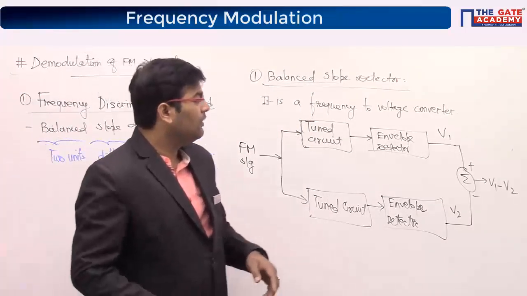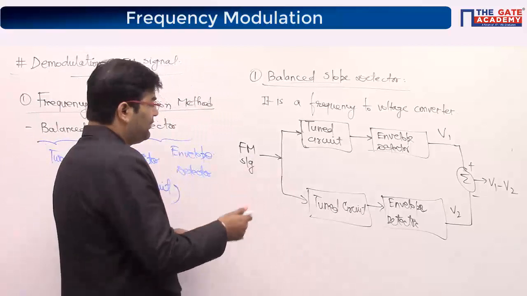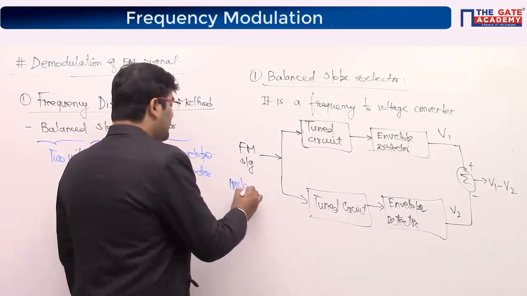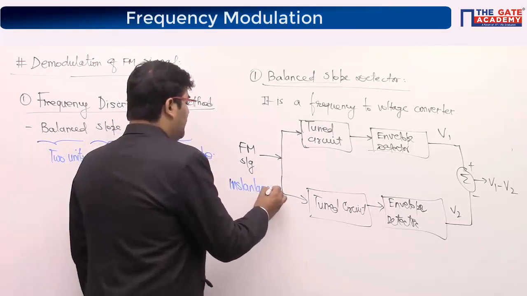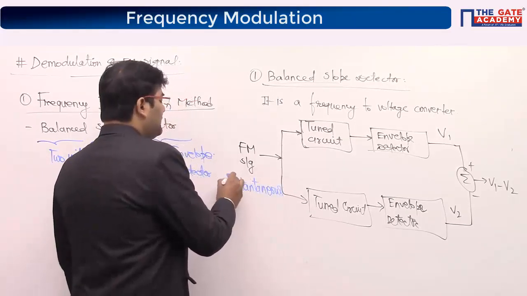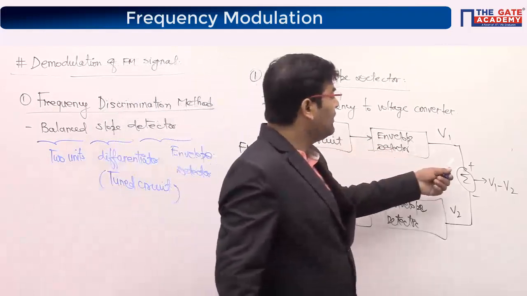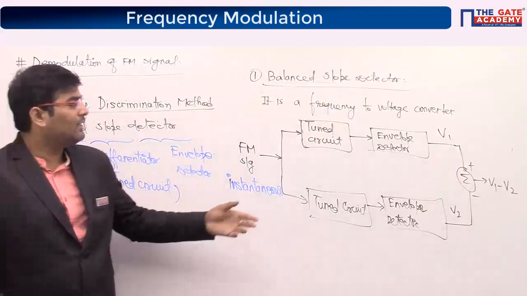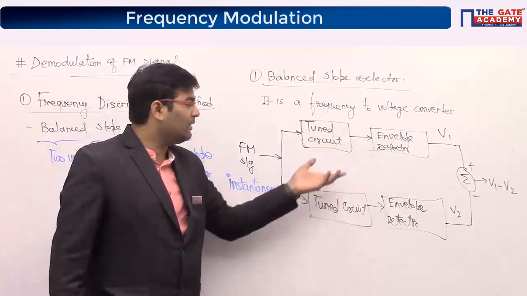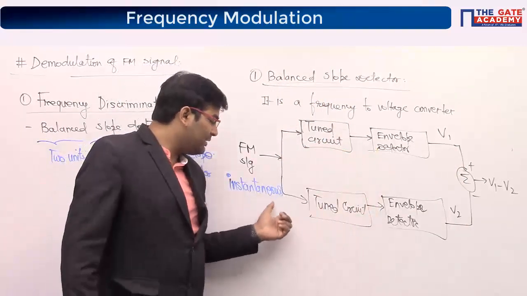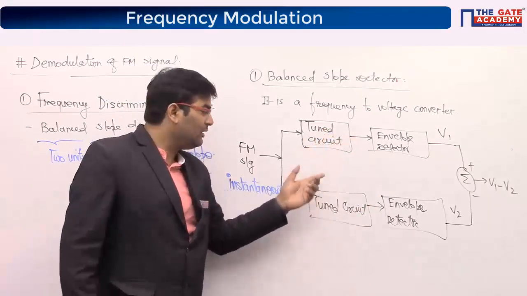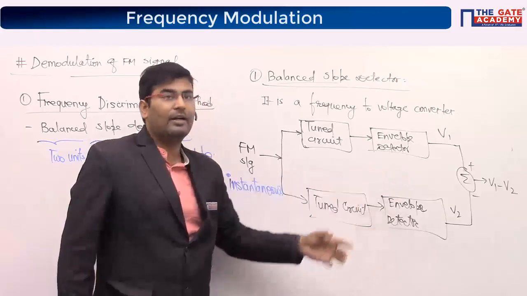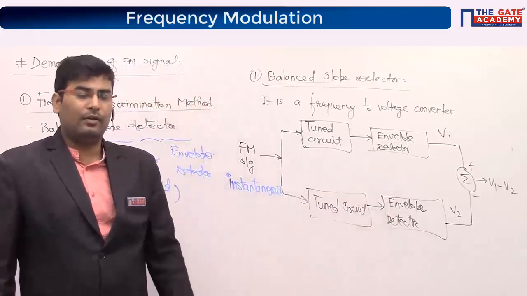Now, the instantaneous frequency of this FM signal is continuously changing from one frequency to another. Based on that, the output will also be changing, because V1 minus V2 completely depends on each of these blocks. As frequency changes, V1 changes from the first part, and V2 changes from this part. So V1 minus V2 is also varying.